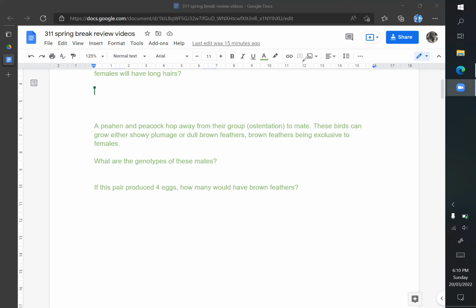So a peahen and a peacock hop away from their group, which is called an ostentation, to mate. These birds can grow either showy plumage or dull brown feathers, being exclusive to females. What are the genotypes of these mates, this peahen and peacock? So what do we know right off the bat?